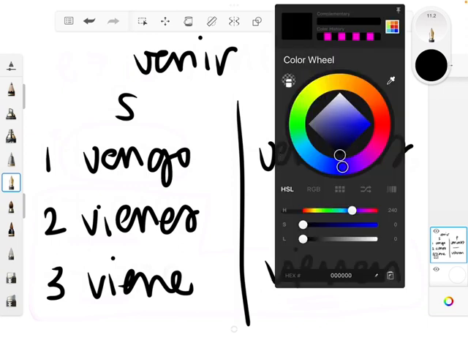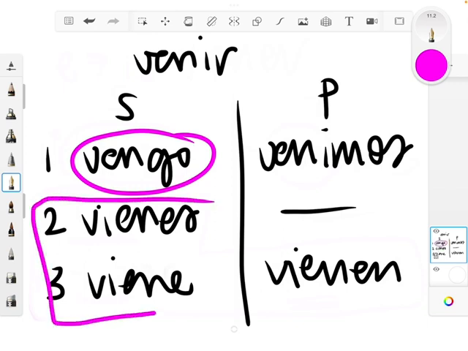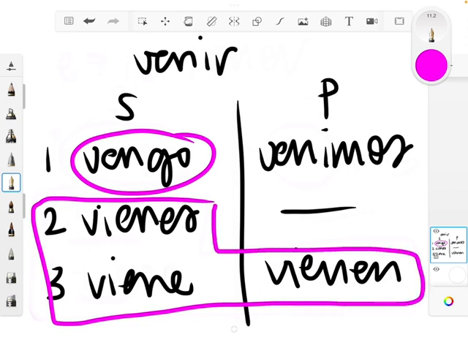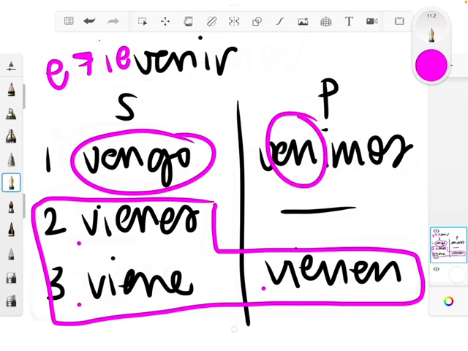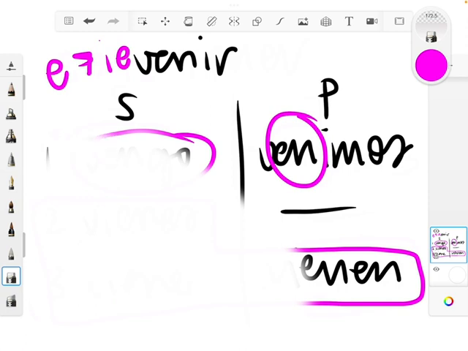Okay, so again, very similar thing here. That yo form is going to be irregular. And then we're also going to have that stem change here from E to IE in second person singular, third person singular, and third person plural. And then this one will remain the same. All right, so we're on page 75 now.